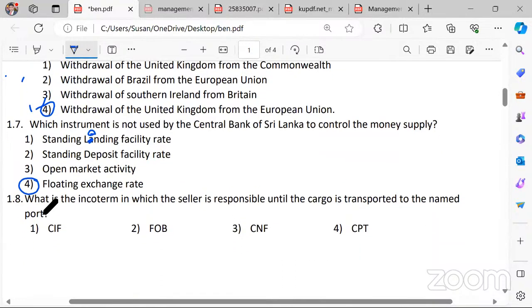What is the Incoterm in which the seller is responsible until the cargo is transported to the named port? First you mark, then I'll explain.